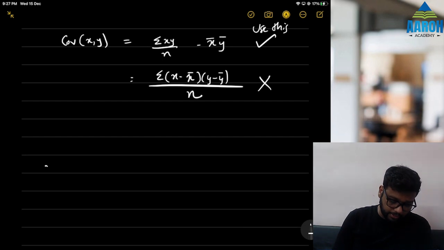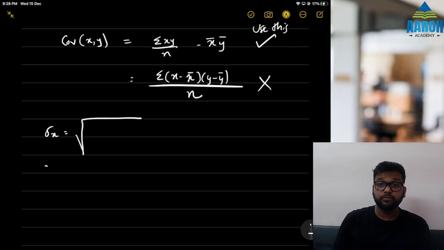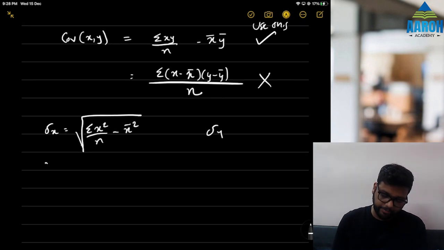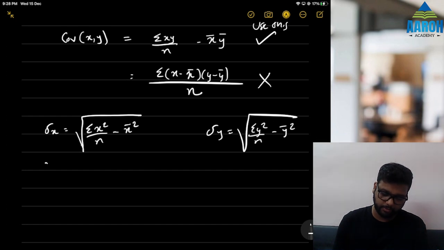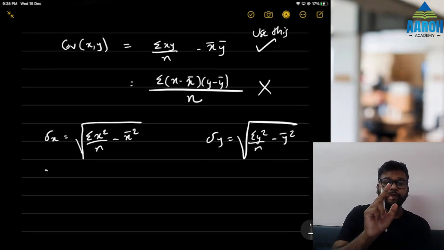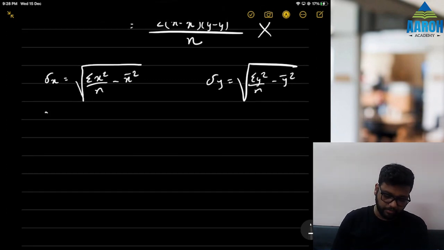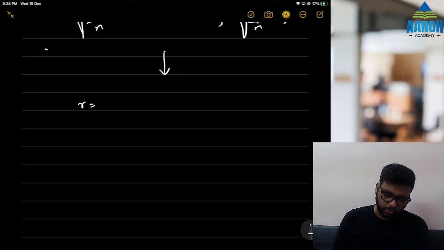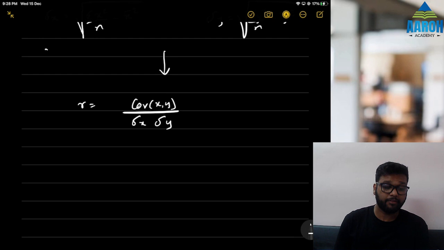Okay. What is the standard deviation of x? Anyone? Square root of summation x square by n minus x bar square. Standard deviation of y is the square root of summation y square by n minus y bar square. Now from covariance, sigma x and sigma y, we can find the correlation coefficient as covariance of xy upon sigma x sigma y.